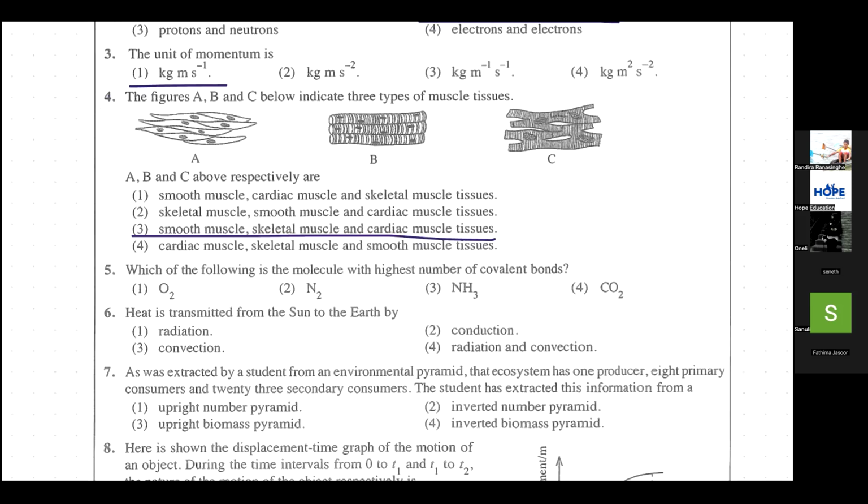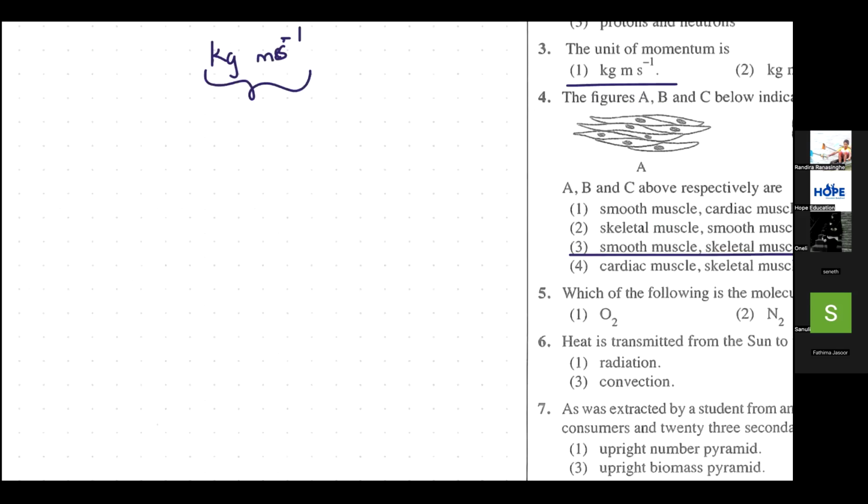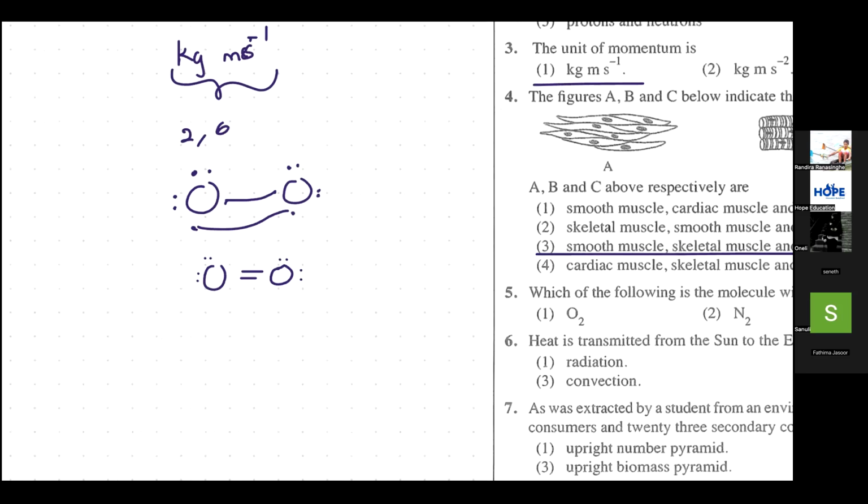Which of the following is the molecule with the highest number of covalent bonds? We know if you take oxygen, its electronic configuration is 2, 6. That means 1, 2, 3, 4, 5, 6. If I take another oxygen, that would be 1, 2, 3, 4, 5, 6. So the single electron forms a bond with the other, and the other forms a bond with this one. Now, these are lone pairs. That would be like this. So there are 2 covalent bonds in the oxygen molecule.